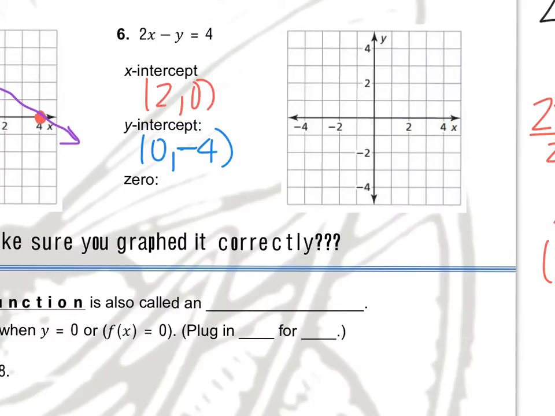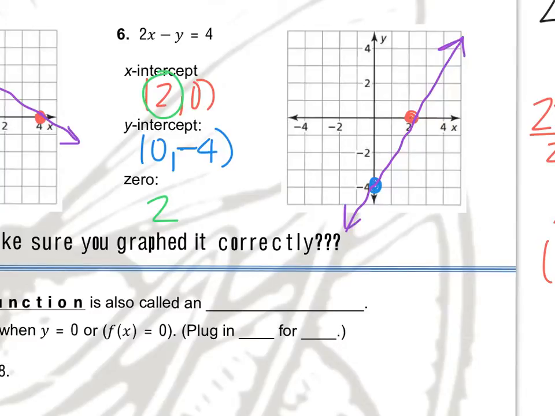So my 0, remember my 0 is the same thing as my x-intercept, so it is 2. So I have points then at (2, 0), which is here on the x-axis, and (0, -4), which is here on the y-axis. And if I were to connect those, I would get my line.